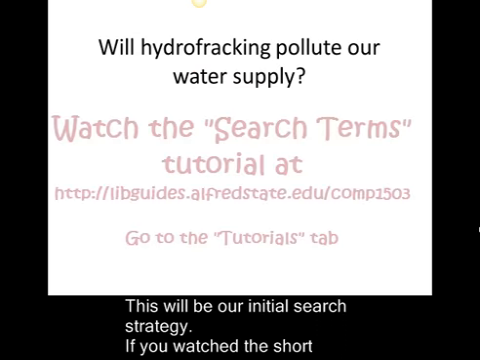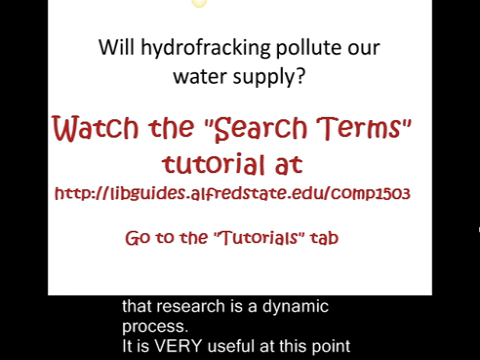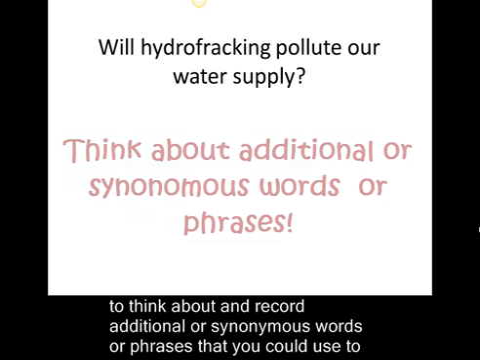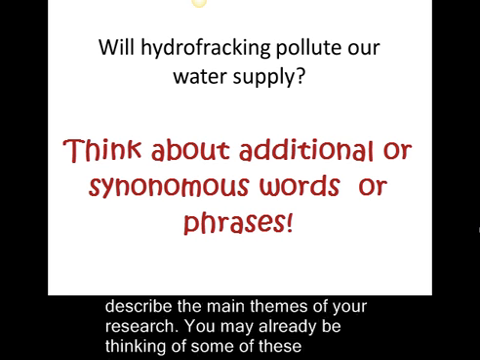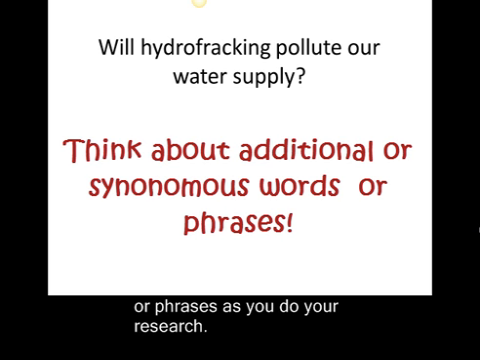If you watched the short tutorial on search terms that's linked on the LibGuides tutorial tab page, you learned that research is a dynamic process. It is very useful at this point to think about and record additional or synonymous words or phrases that you could use to describe the main themes of your research. You may already be thinking of some additional words after having done some background research, or you may pick up other words or phrases as you do your research.